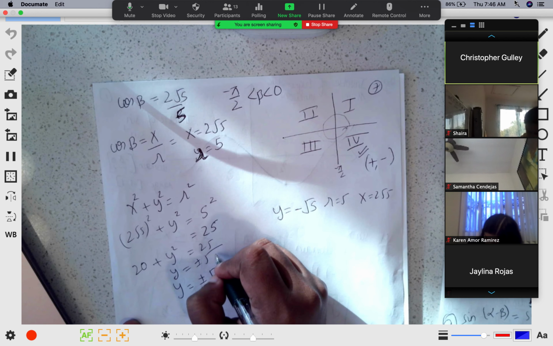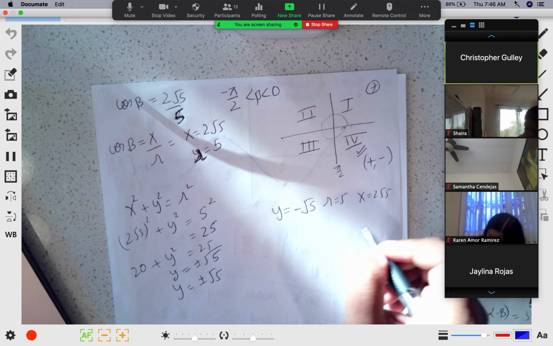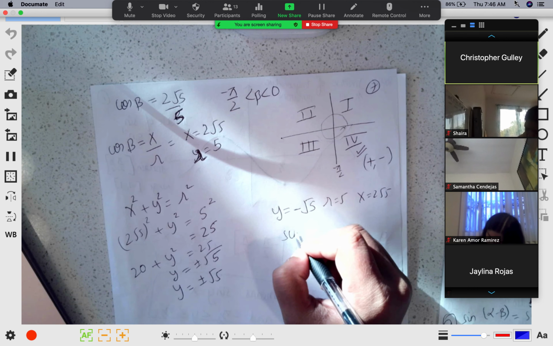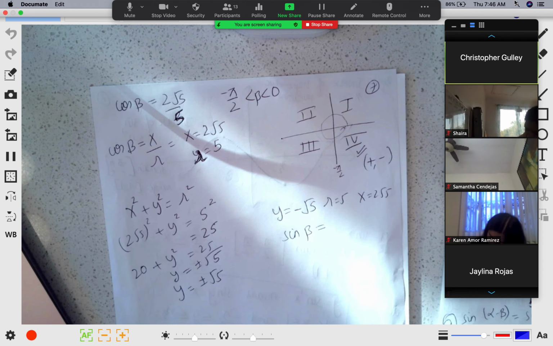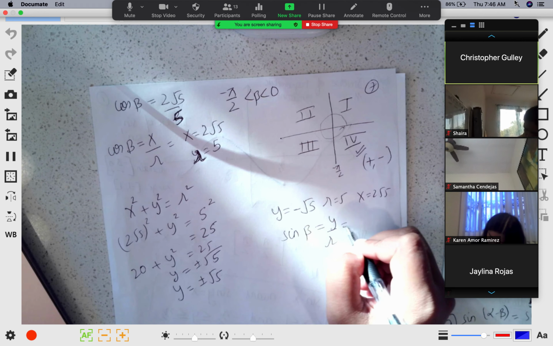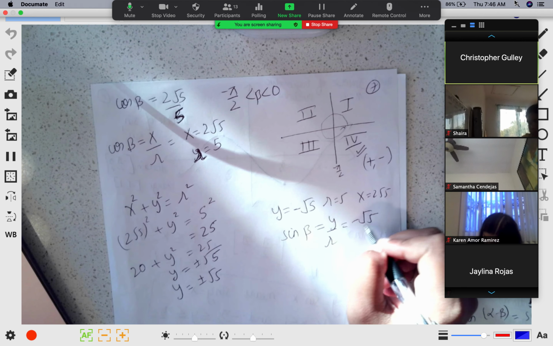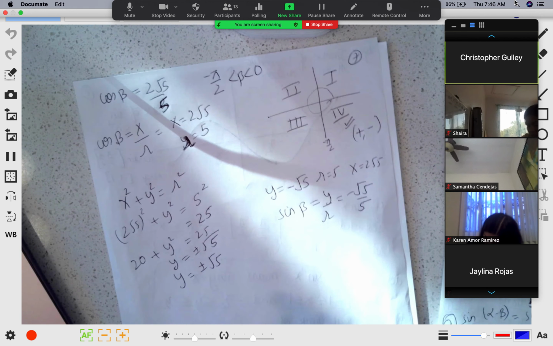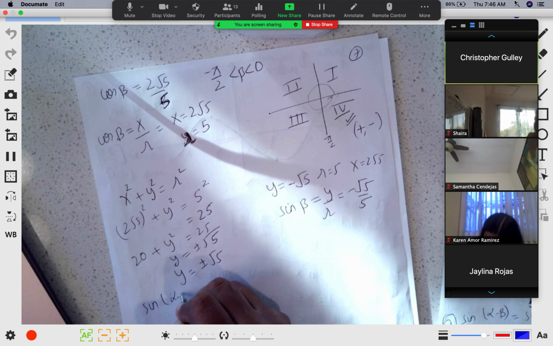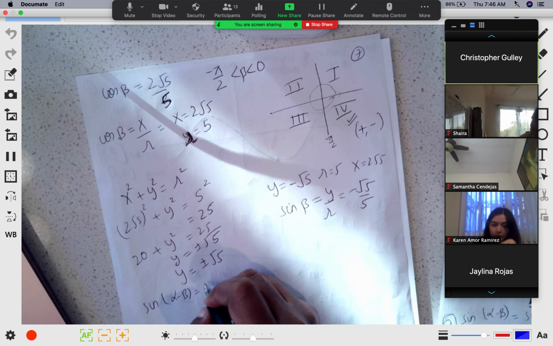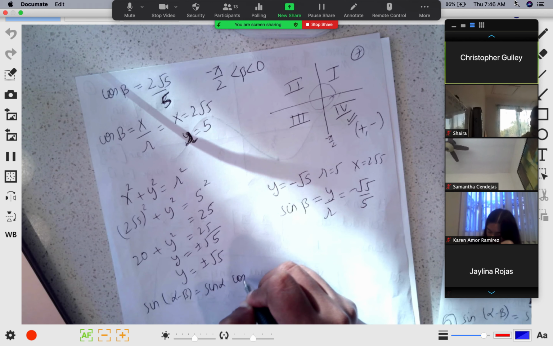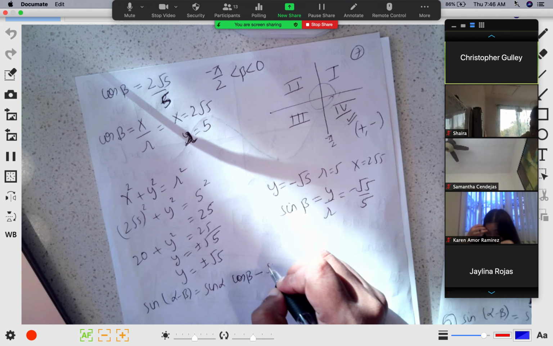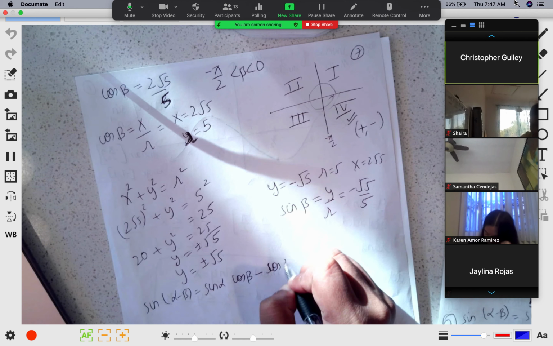Okay, so I need the value of sine beta now. Sine is y over r, so it's negative root 5 over 5. Perfect. Now I can put in the formula. You already gave me the formula: sine alpha cosine beta minus cosine alpha sine beta. And now I know all the values, I can plug in.